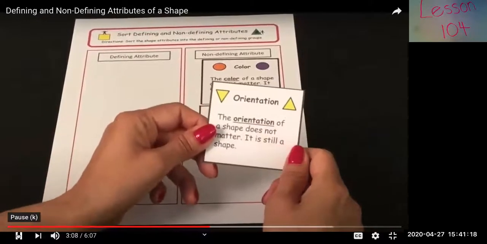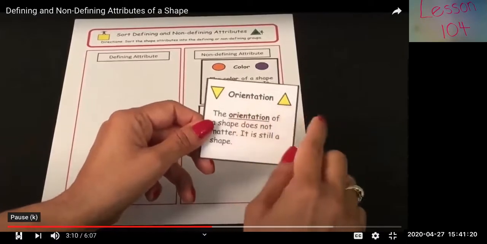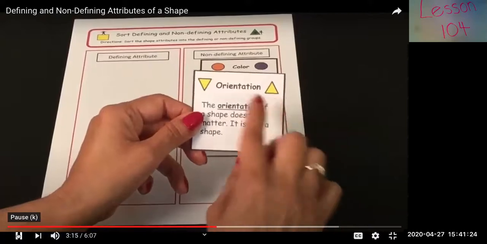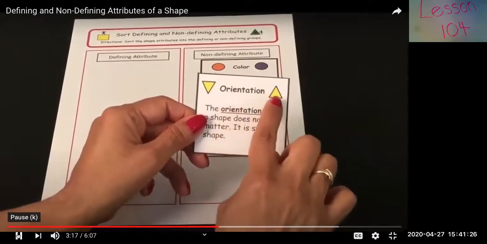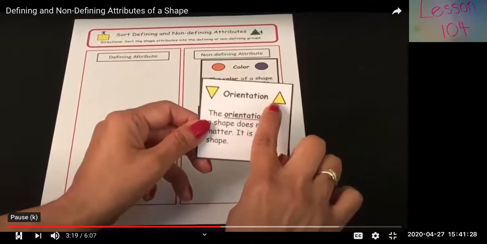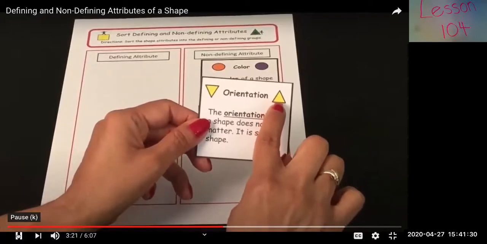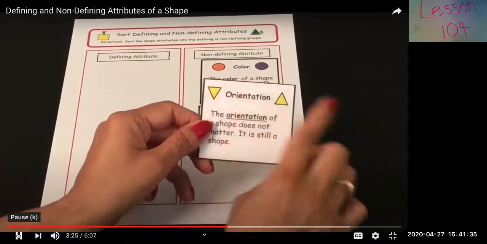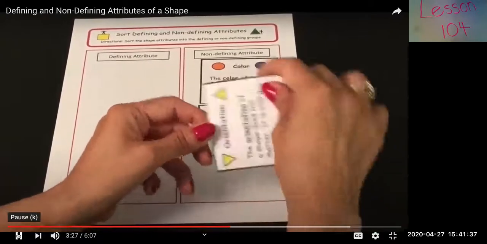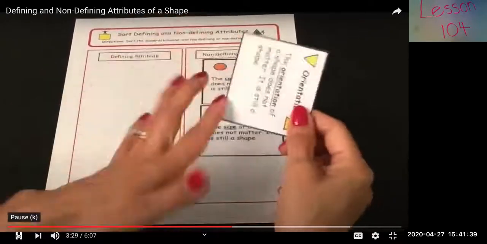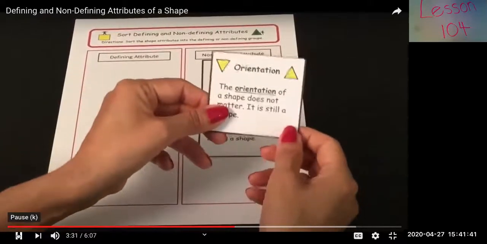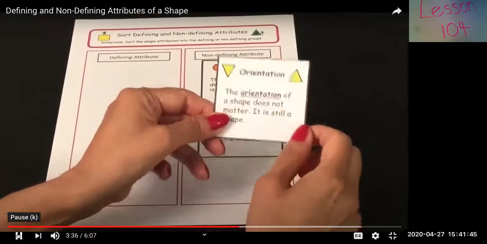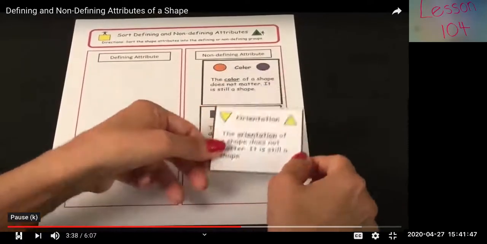non-defining attribute is orientation. Now, orientation kind of means location or the direction that it's turned. So if you look at the orientation, a lot of people get confused here. They think that a triangle is only a triangle if it's turned this way. But if I turn the triangle upside down, it's still a triangle. If I turn it this way, this way, this way, even like the square, it doesn't matter which way I turn it, it's still that shape. So orientation of a shape does not matter. It is still a shape.